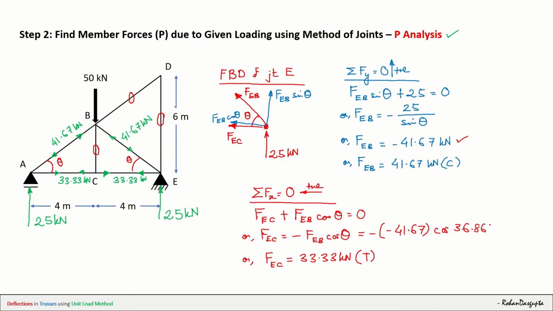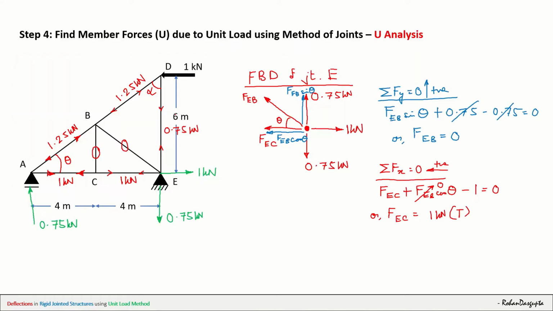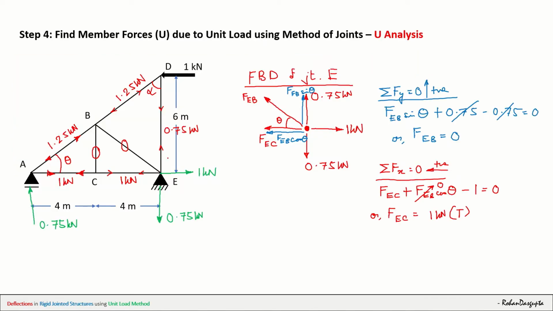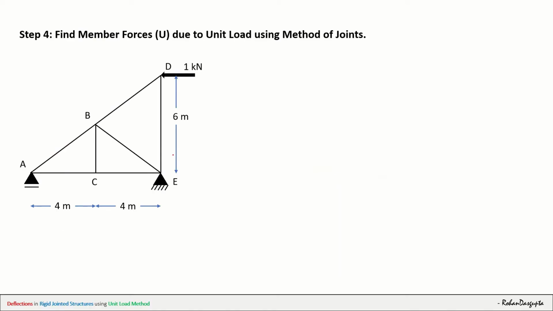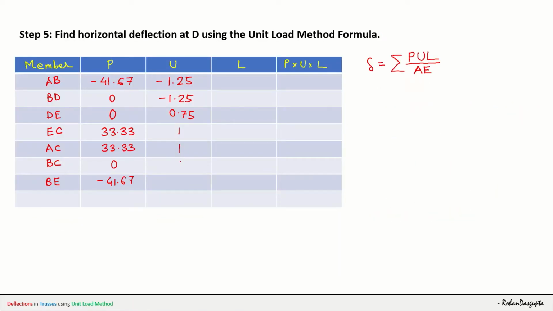Right. Then I will have here 0.75, that is positive 0.75 because it is in tension. Then at the bottom here, I have 1 and 1, so that is positive 1 and 1. And for the member BC, it is 0, yes. And even for EB, it is 0.